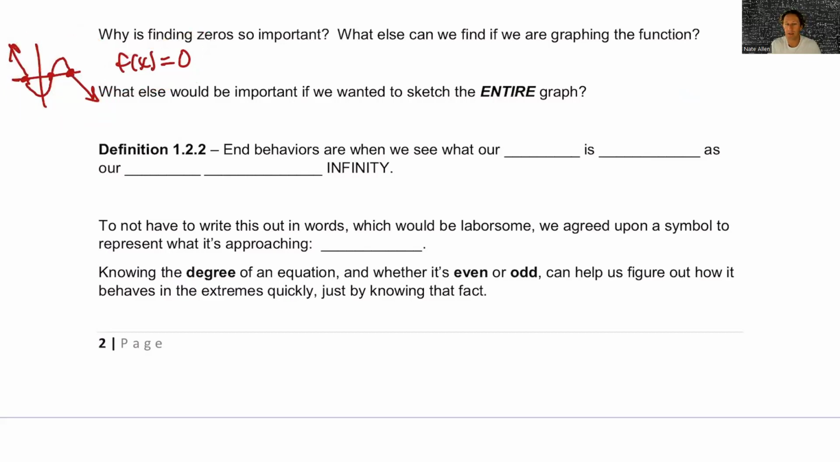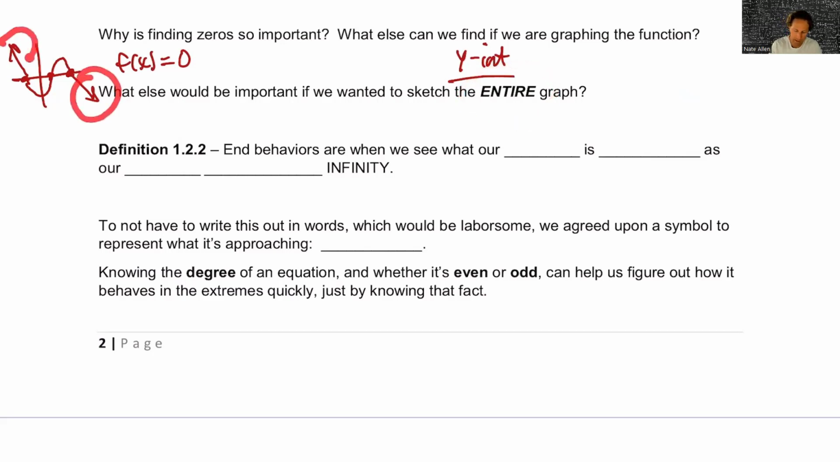What else can we find pretty easily? Well, if we're finding the x where y is 0, couldn't we find the y when our x is 0? Of course, and what do we call that? The y-intercept. So all of these things are going to be important if we want to sketch the entire graph. And notice I bolded entire. What do I mean by that?